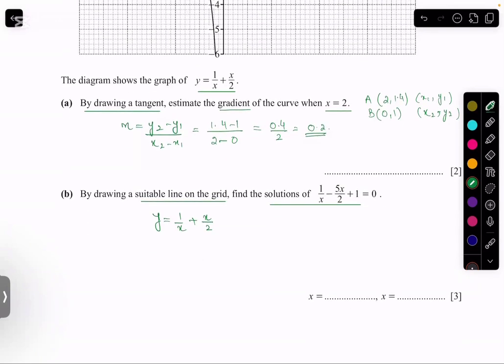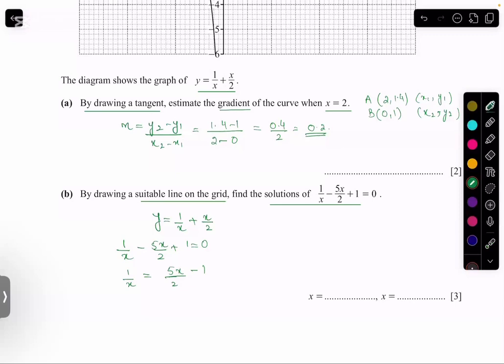So the equation given here is 1 by x minus 5x by 2 plus 1, which is equal to 0. So I can adjust it and say 1 by x is equal to 5x by 2 and then a negative 1. So 1 by x is already there in this given equation, whose graph was already given to us. The only thing is x by 2 is the term which we need to balance here.